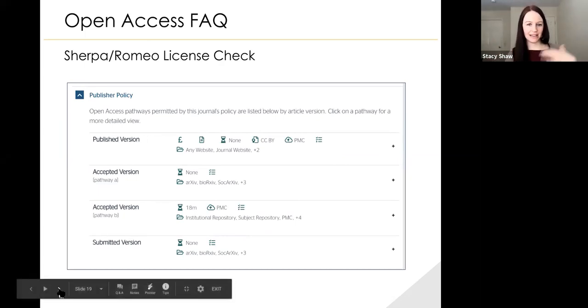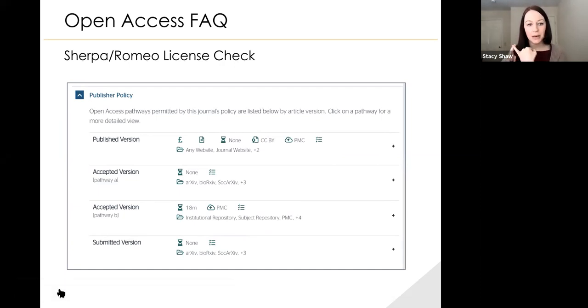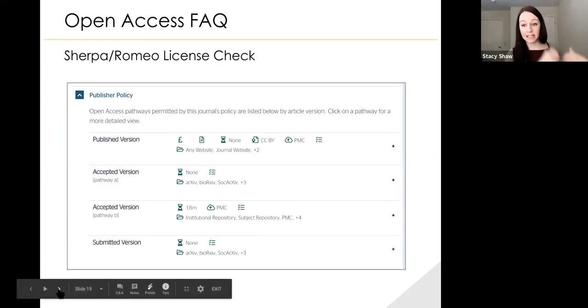So I typed in, I think this is Educational Psychologist again, and it tells me what I can do with the published version of my article, the accepted version of my article, I think there's two different paths for that, and the submitted version. So the submitted is the manuscript I've written and submitted, right?